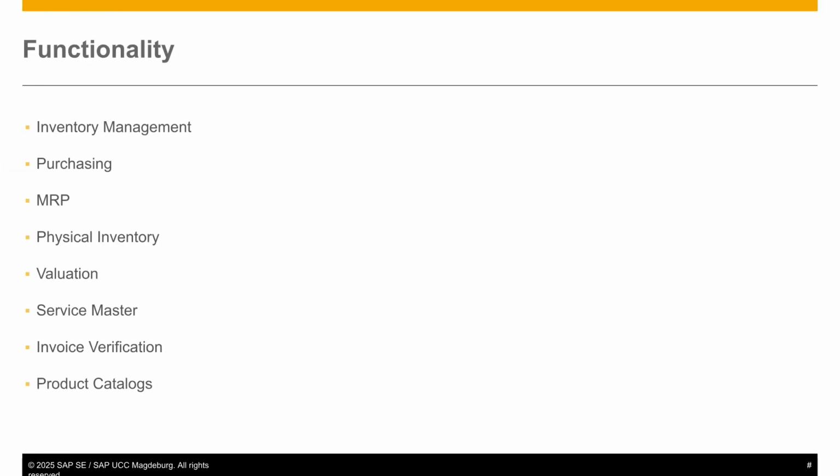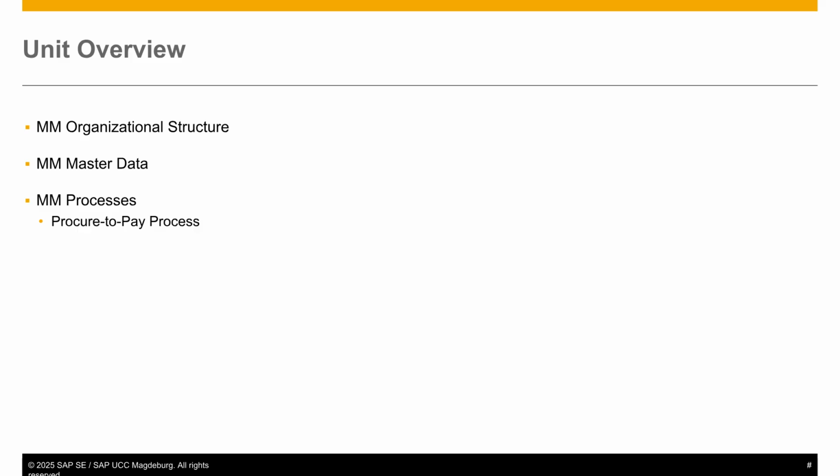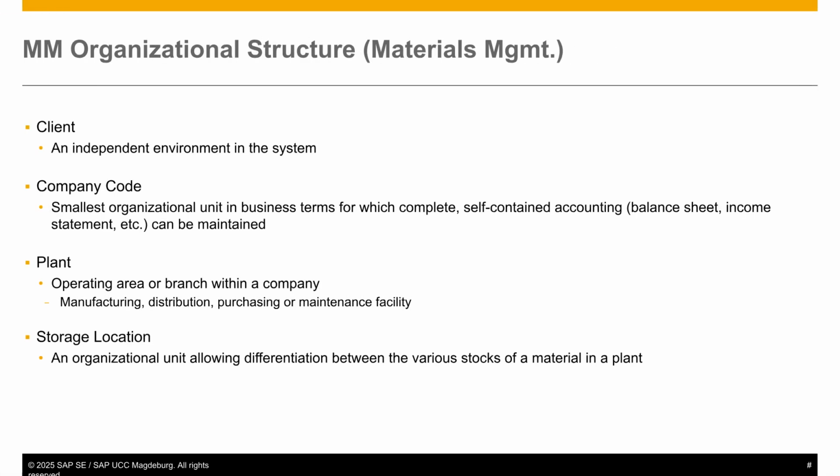Materials management includes several key functional areas: inventory management, purchasing, MRP, physical inventory, valuation, service master, invoice verification, and product catalogs. This unit covers the materials management organizational structure, master data, and the core procure-to-pay process. Understanding the organizational structure is vital. This includes the client, the company code for accounting, the plant for manufacturing, and storage locations to differentiate material stocks.